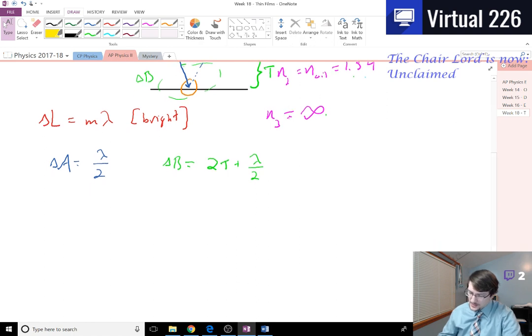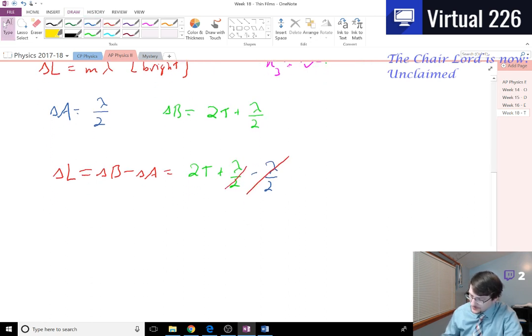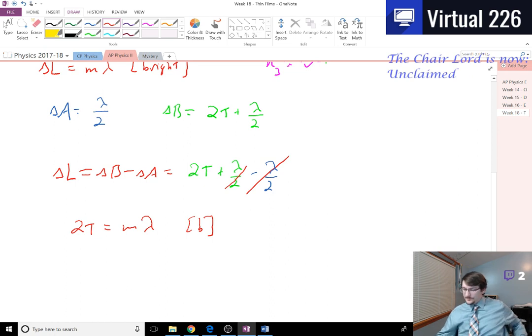Okay. Delta L is always delta B minus delta A. So when we do this, we're going to get 2t plus lambda over 2 minus lambda over 2. That makes this easy. So we're going to get 2t equals m lambda for a bright point.